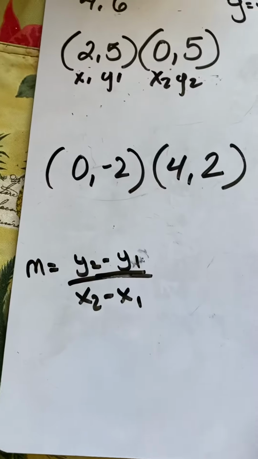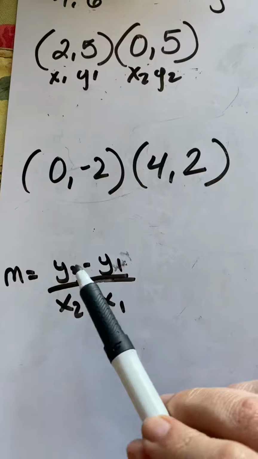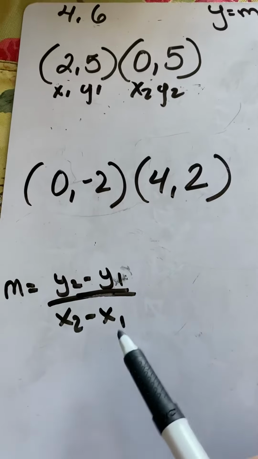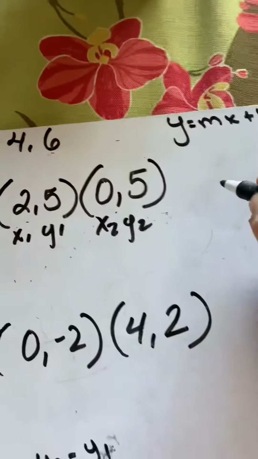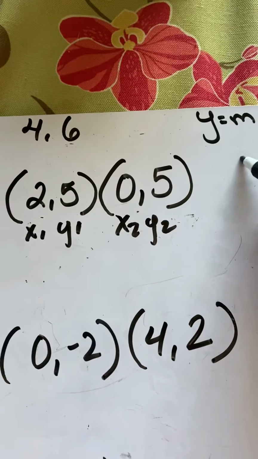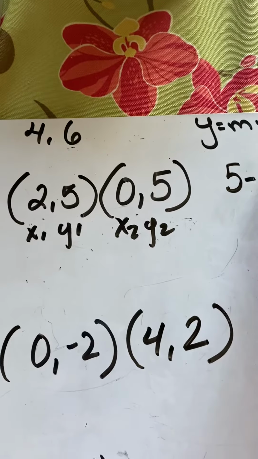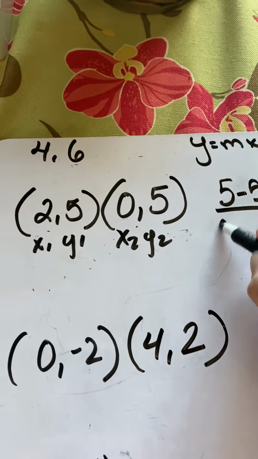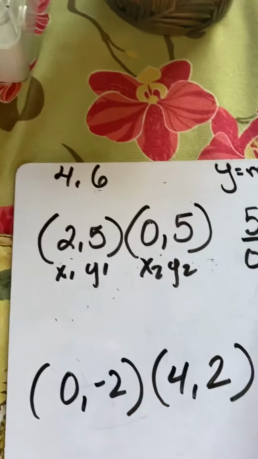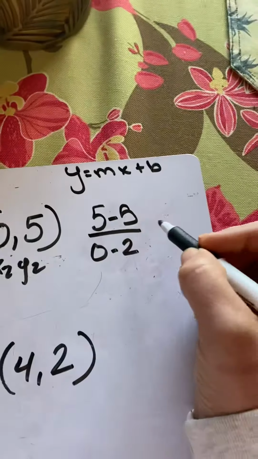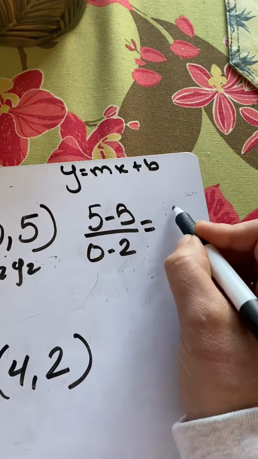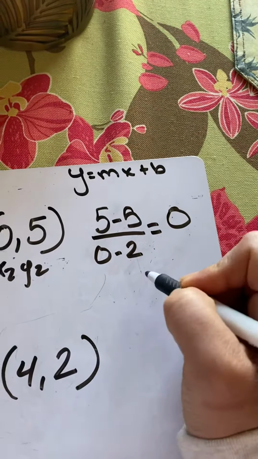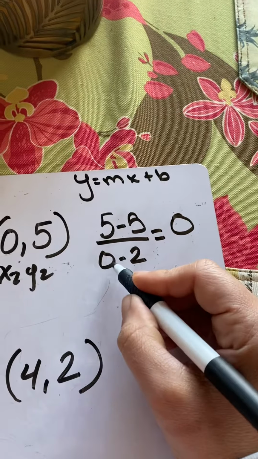To find the slope of the line, we're going to use the slope formula, which was y2 minus y1 over x2 minus x1. So I'm just going to fill in my information. I have y2, 5, minus y1, 5, over x2, 0, minus x1, 2. I'm going to do 5 minus 5, which is 0, so I already know my slope is 0. I don't even need to do the bottom.